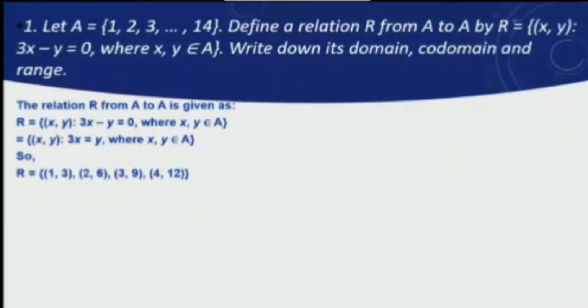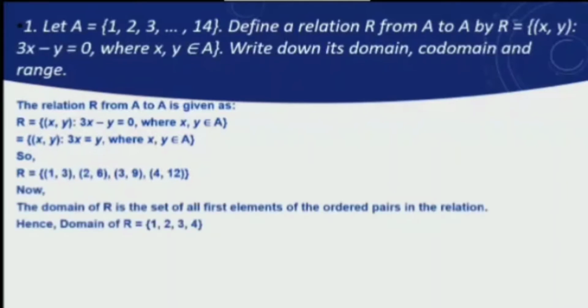Here set A contains the elements from 1 to 14 only. So if I take x equal to 5, then I am going to get y equal to 15, and 15 is not there in the set. That is why I can't take it. So my relation is the ordered pairs (1, 3), (2, 6), (3, 9) and (4, 12). Now domain. What is domain? The set of all first elements of the ordered pairs in the relation. Hence my domain is 1, 2, 3, 4.